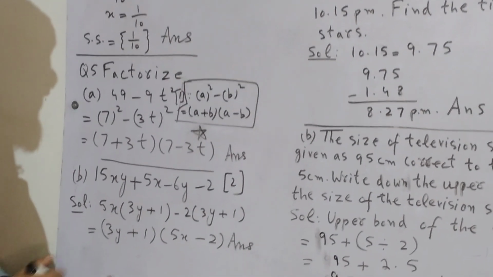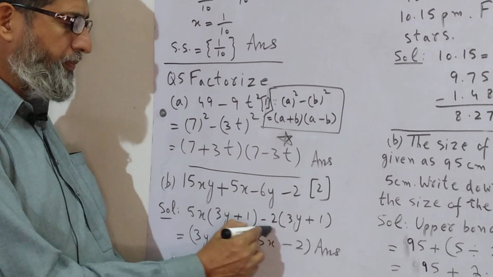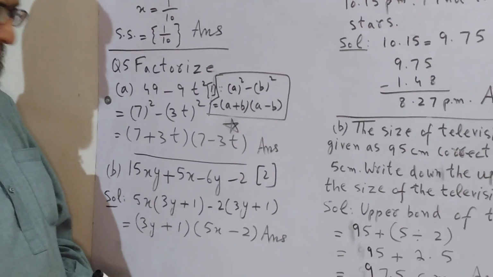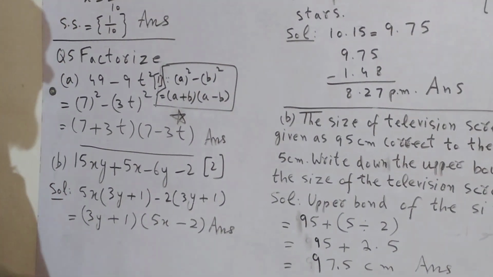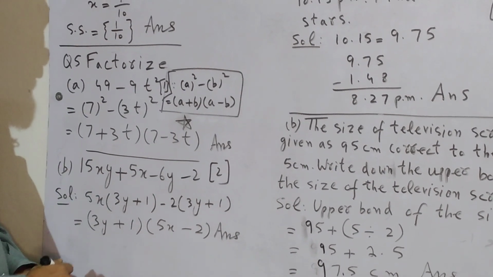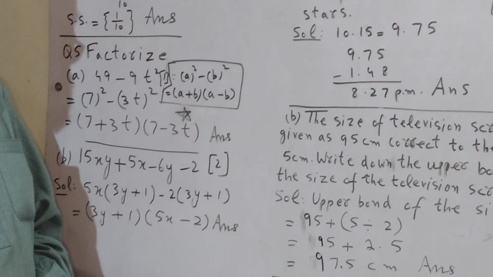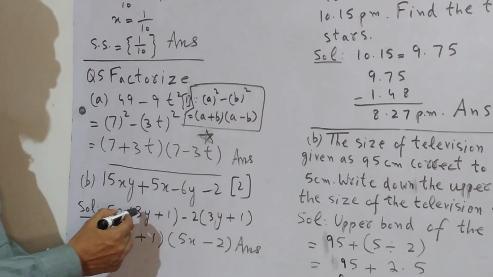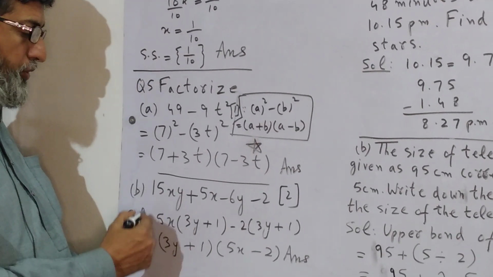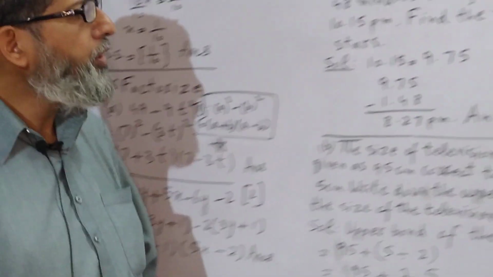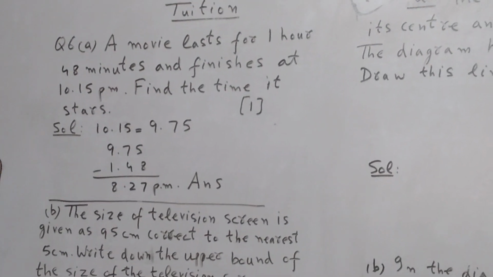So you may see that we have the same term in brackets for both pairs of terms. Now we have two terms: the first is 5x into 3y plus 1, and the second is minus 2 into 3y plus 1. So we take 3y plus 1 as common, and the remaining is 5x minus 2. Now we move to the next question.